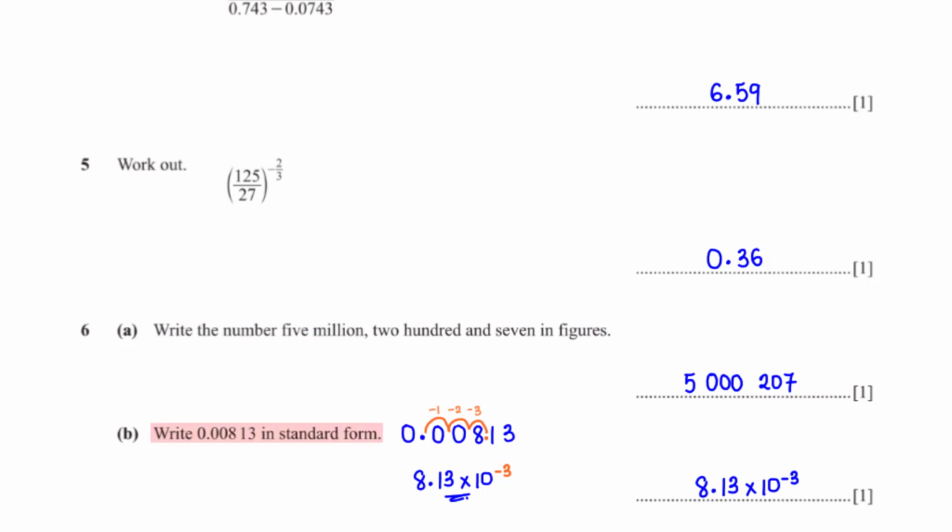Write 0.00813 in standard form. To write this number in standard form, we move the decimal point to a position after the first non-zero digit, which is 8. So we have 8.13. Since we moved the decimal point 3 units to the right, we multiply 8.13 by 10 raised to the power -3.